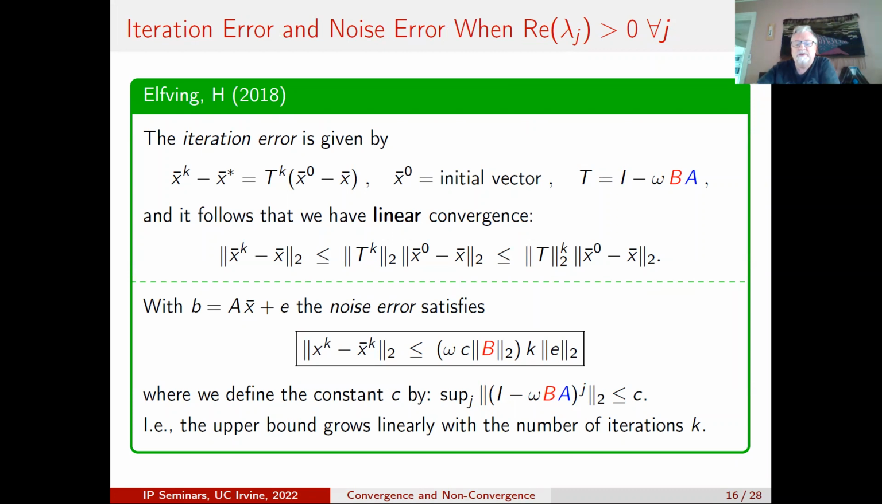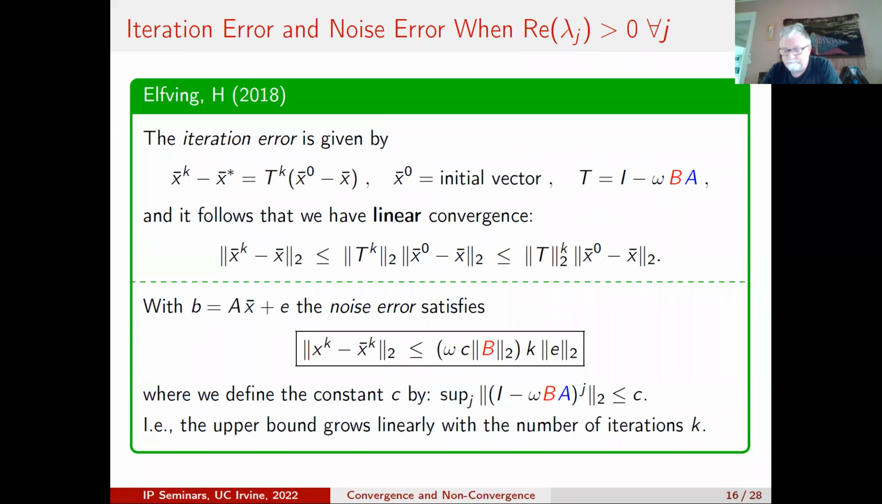Because if we're in the lucky situation that all the eigenvalues have positive real parts, then we have convergence. And in a recent paper with Tommy Elving, we show that we have linear convergence. This is for the iteration error. And we also give an upper bound for the noise error, which essentially says that the upper bound for the noise error increases linearly. So again, that implies that we will have semi-convergence whenever this condition is satisfied.